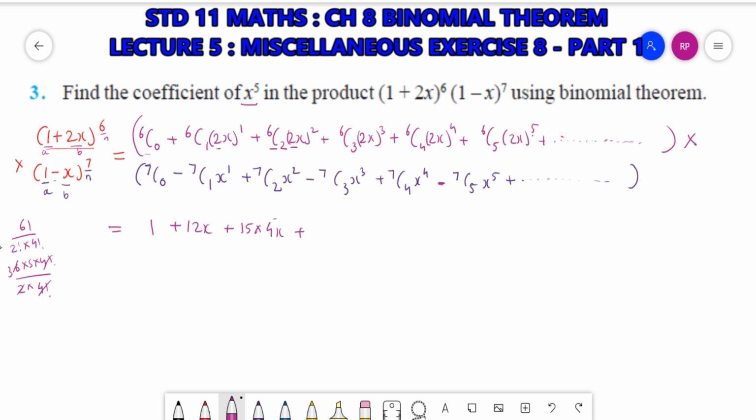6C3, so 6 factorial upon 3 factorial into 6 minus 3, 3 factorial. 6 into 5 into 4 into 3 factorial upon 3 factorial, that is 6 into 3 factorial. So it is 20. 20 into 2 cube, that is 8, into x cube plus 6C4, that will be equal to 6C2, so 15. 15 into 2 raised to 4, that is 16x raised to 4. 6C5 will be equal to 6C1, that is 6 into 2 raised to 5, that is 32x raised to 5.